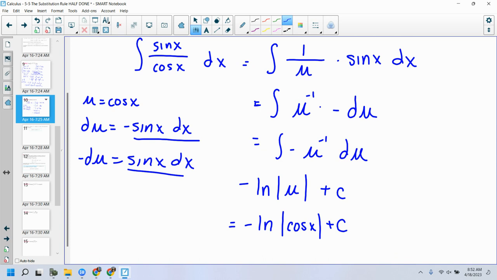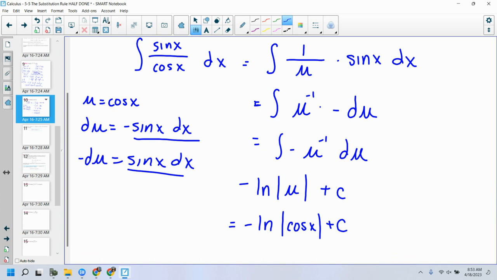Well, that's pretty cool. Tangent just had to be weird. Sine and cosine are just themselves, negatives, positives, whatever. Tangent, gotta be weird. Natural log. Crazy.